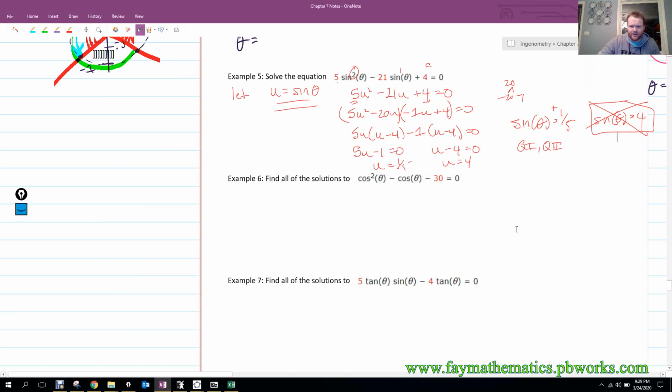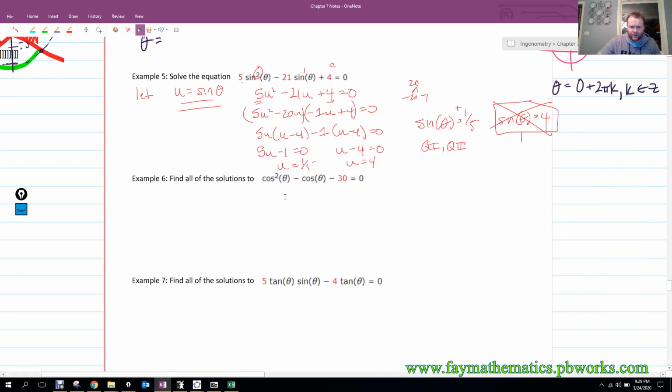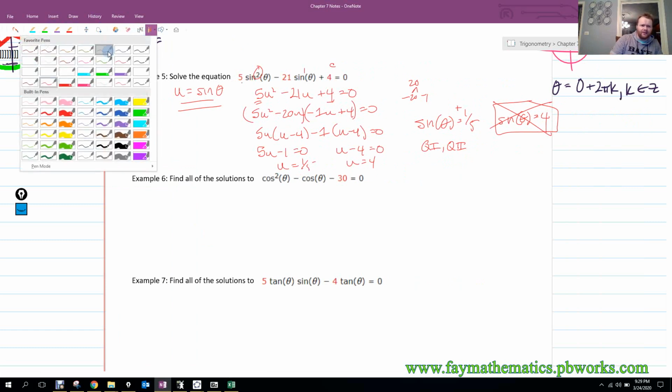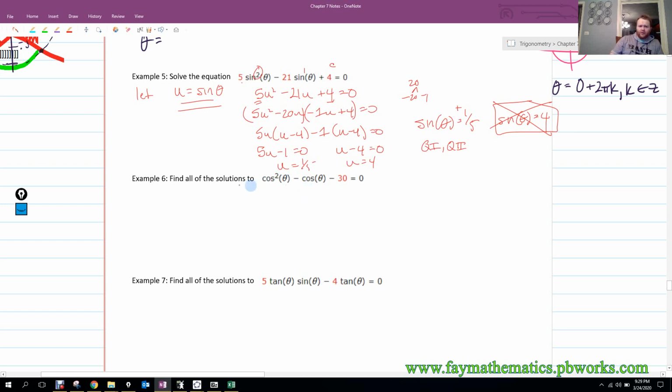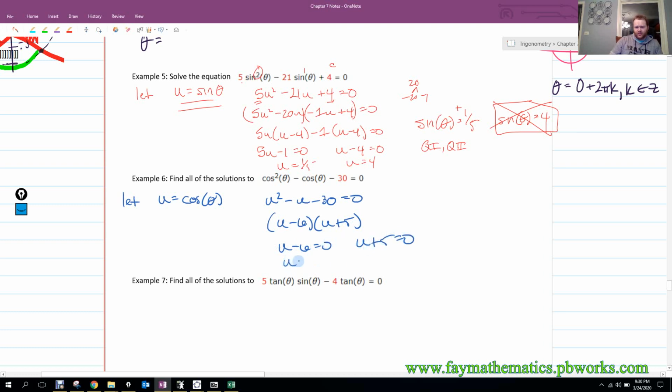Alright, so we'll do the next example here. Find all solutions to cosine squared minus cosine minus 30. So again, another quadratic. I'm going to let u equal cosine theta. So then we'll have u squared minus u minus 30. At that stage, that factors as u minus 6, u plus 5. So it'll be u minus 6 equals 0, u plus 5 equals 0. So then we're looking at u equaling 6 and u equaling -5.